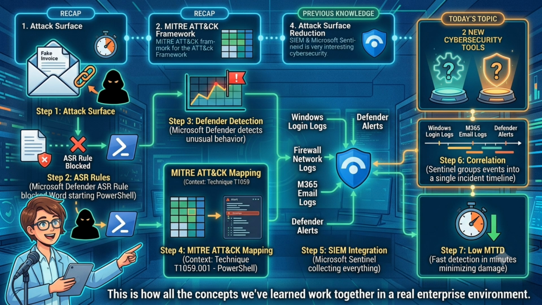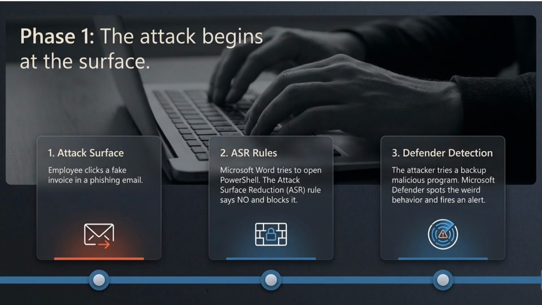Step 1. Attack surface. The email attachment is one possible way for the attackers to enter. This is part of the computer attack surface. Step 2. ASR rules. Microsoft Defender checks the activity. The ASR rule notices that Microsoft Word is trying to start PowerShell. This looks suspicious. The ASR rule blocks it. If the attack is blocked here, the company is safe. But let's imagine the attacker finds another way.